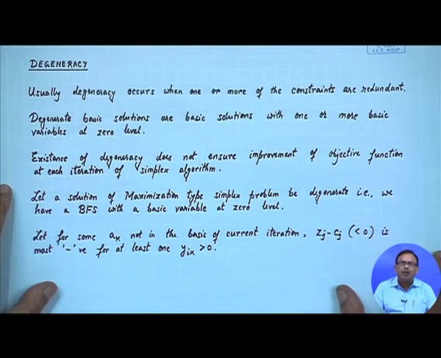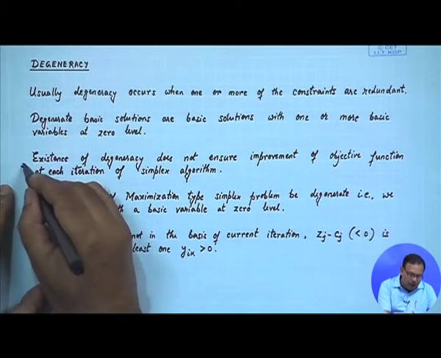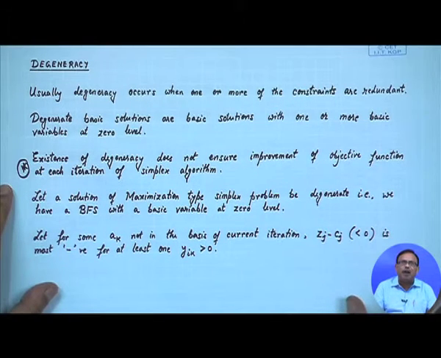Existence of degeneracy does not ensure improvement of the objective function at each iteration of the simplex algorithm. Please note this point. If degeneracy exists, there is no guarantee that the objective function value will improve at each iteration. That means it may happen that you keep doing iterations and, instead of improving, you come back to the same solution afterwards.